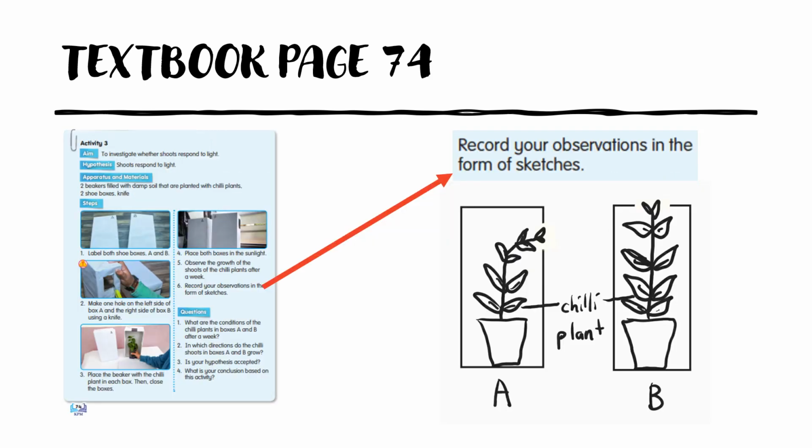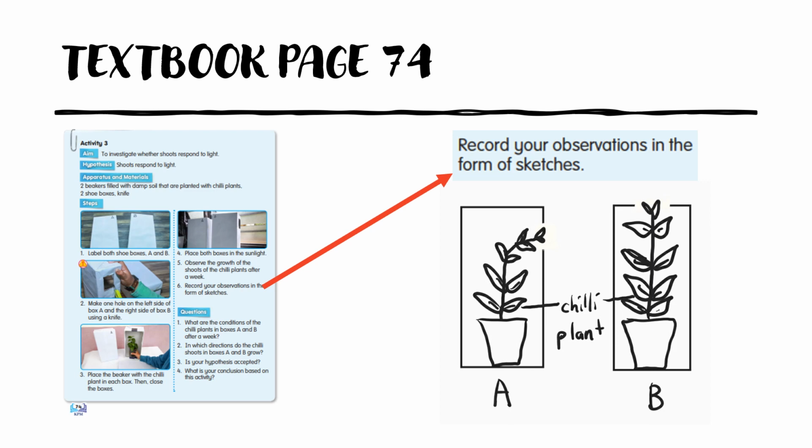Textbook page 74. Activity 3. Aim: to investigate whether shoots respond to light. Hypothesis: shoots respond to light. Apparatus and materials: 2 beakers filled with damp soil that are planted with chili plants, 2 shoe boxes, knife. Steps: 1. Label both shoe boxes A and B.